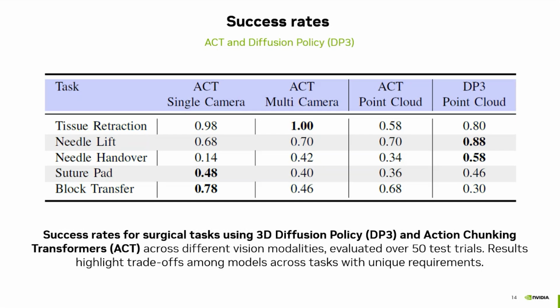So now let's have a look at the success rates that we achieved across all different setups and tasks. You can see here tissue retraction, needle lift, needle handover, suture path, and block transfer. And you can see the results that we got, the success rate for the different setups: single camera, multi-camera, using point clouds for ACT and for DP3. So we generally observe that DP3 outperforms ACT. You can see the success rate for most of the tasks is mostly higher than ACT.